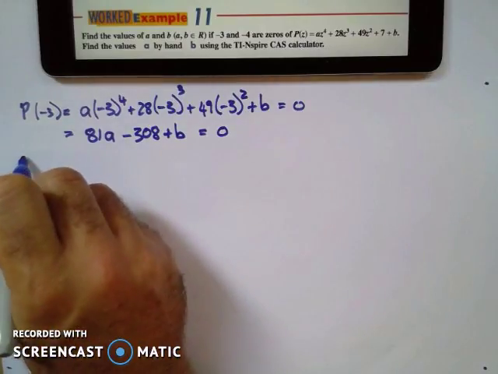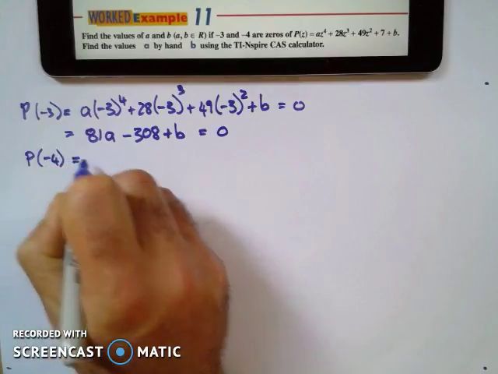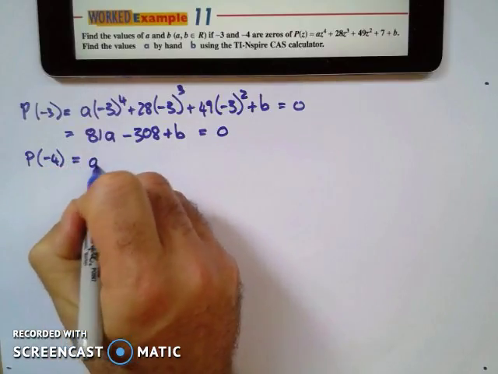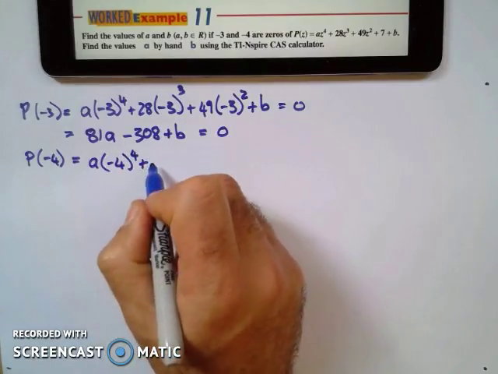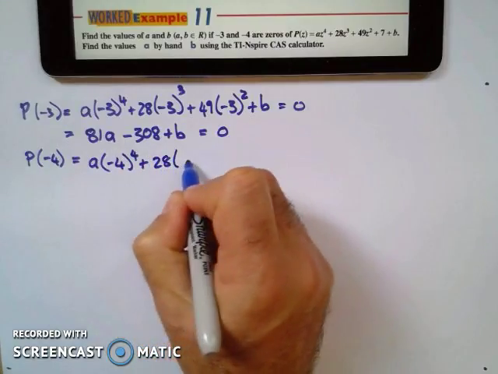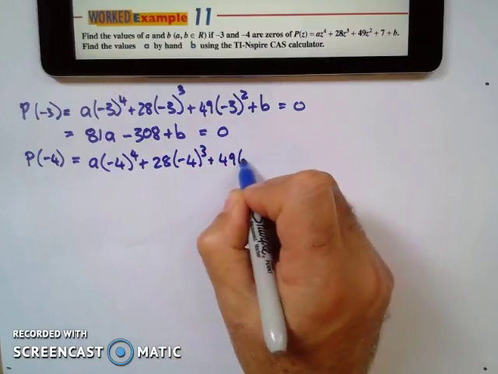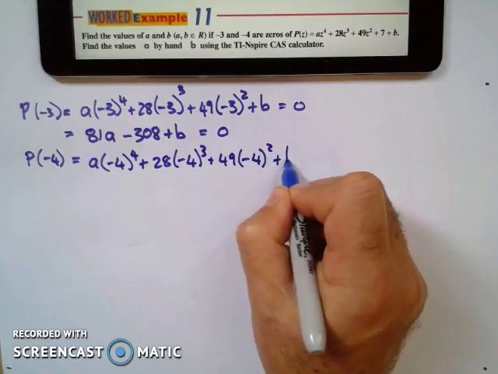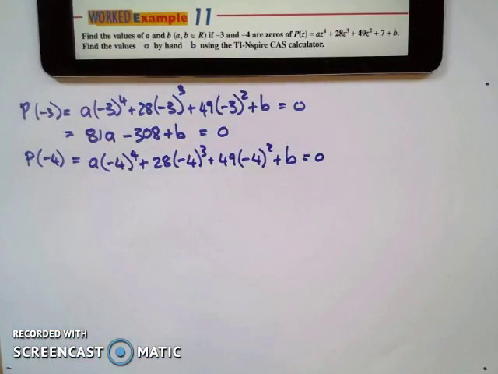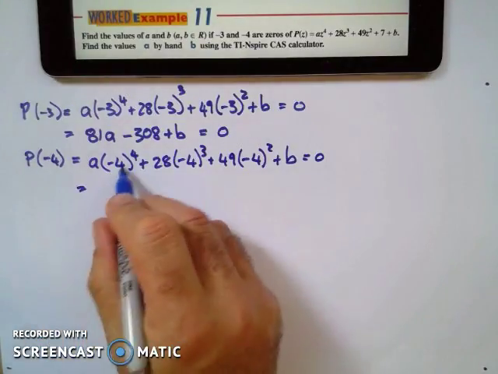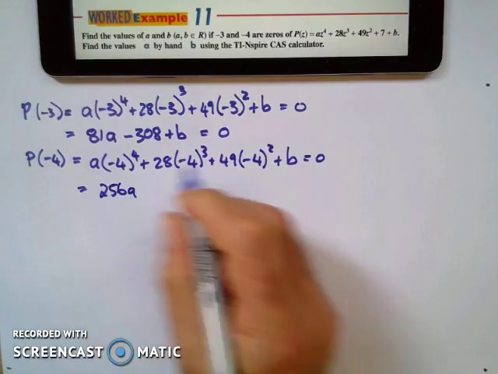I also know that -4 is a zero. So if I substitute -4 in there, I'm going to have A times -4 to the power 4 plus 28 multiplied by -4 cubed plus 49 times -4 squared plus B. And I also know, because that's a 0, that this will give me a 0. Simplify that, -4 to the power 4 will give us 256A.